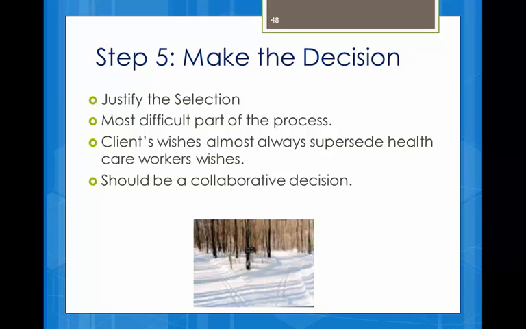But I always say, make sure that if you're ever in a gray situation, a collaborative decision made by the physician, nurse, family, and client is really the best decision that can be made, so that everybody has a say in what the final decision should be, to try to make it the most cohesive decision.